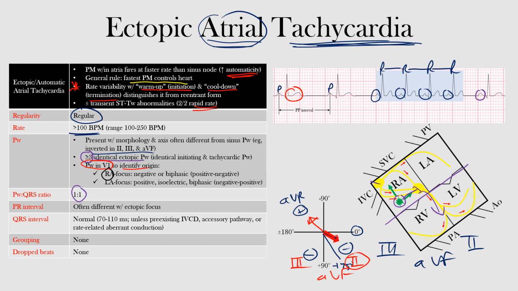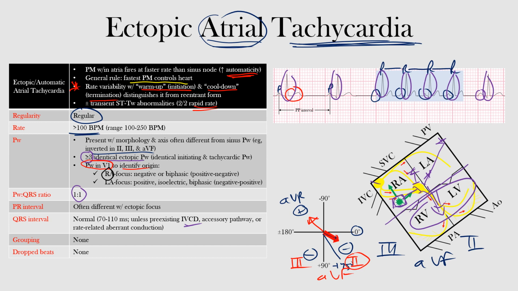The PR interval is often different from the ectopic focus. Remember, it depended on where in the atria it originated. If it's farther from that AV node, we'll see a longer PR interval. The width is normal, okay? So notice our width here is normal throughout because conduction into the ventricles is pretty much the same. Once we get down here in this region, everything is happening the same. It's only up in the atria that things are different, okay? Unless there's some pre-existing condition, like an IVCD, an intraventricular conduction delay, an accessory pathway can cause this, or rate-related aberrant conduction. Sometimes you can see that with these faster rates. Now, in terms of grouping, there's no grouping and there are no dropped beats, okay?